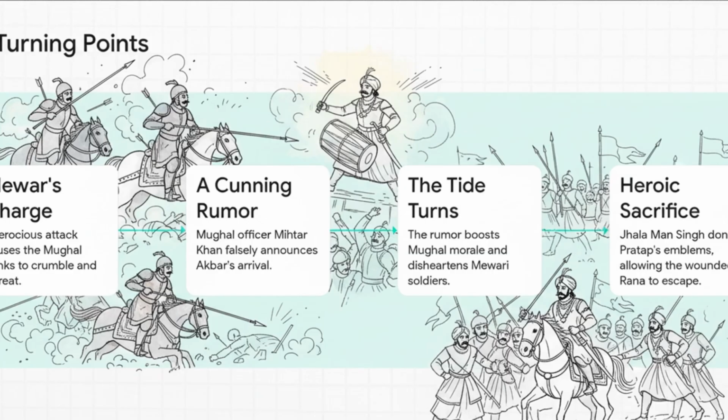The Mughal morale soared, and the exhausted Mewari soldiers were crushed. In the chaos that followed, Pratap was wounded, and seeing this, one of his chieftains, a guy named Man Singh, made the ultimate sacrifice. He put on Pratap's royal symbols, fooling the Mughals into thinking he was the Rana. This incredible act of heroism drew the enemy attack and gave Pratap the precious time he needed to get away.